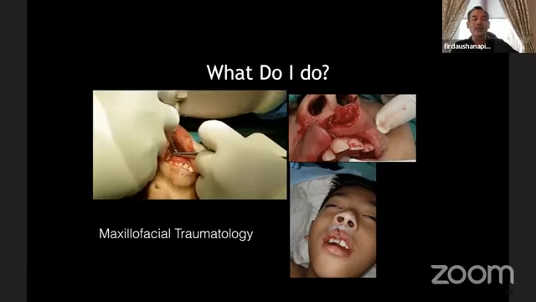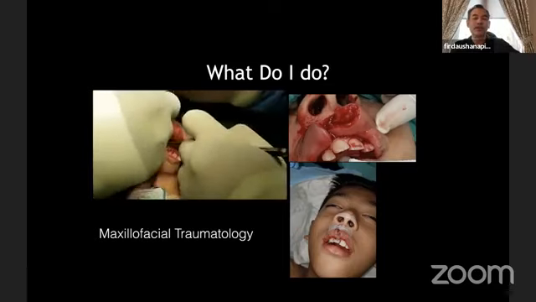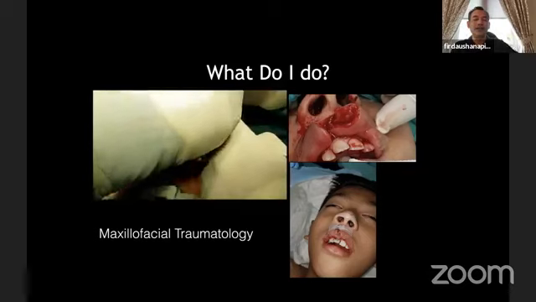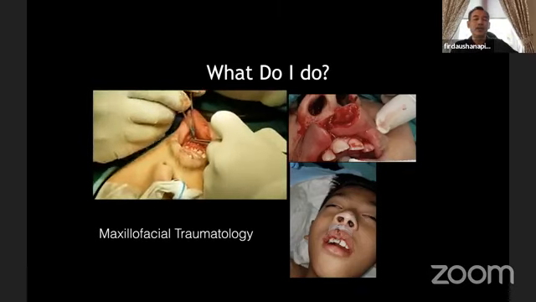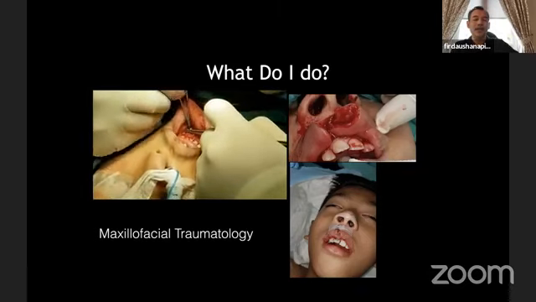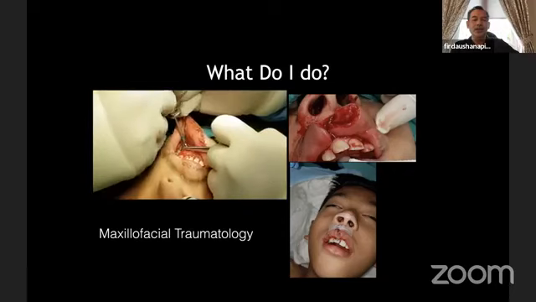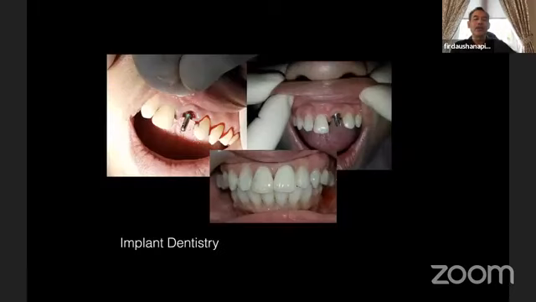We execute what the generals are doing. We do a little bit of the planning, but mainly the generals are still the orthodontists and the prosthodontists. I do a little bit more on implants. We are one of the main centers of implant dentistry in Malaysia. We do about 600 implants a year in our center.